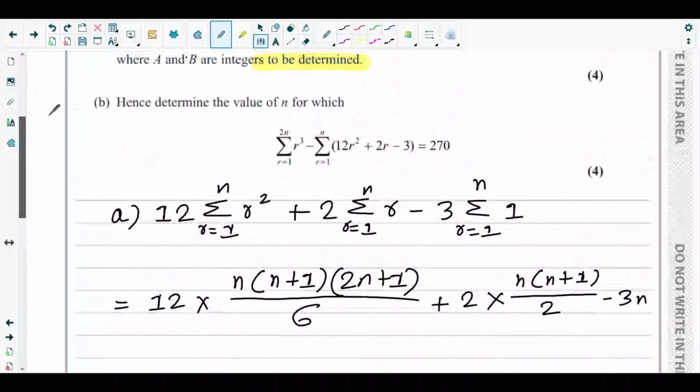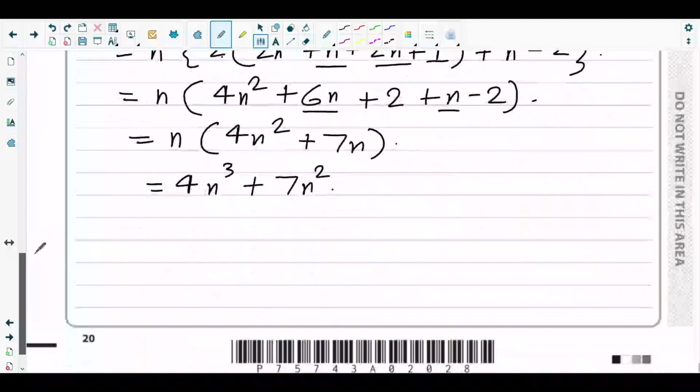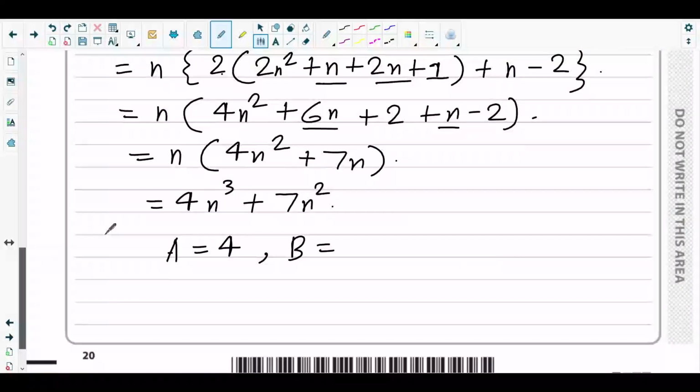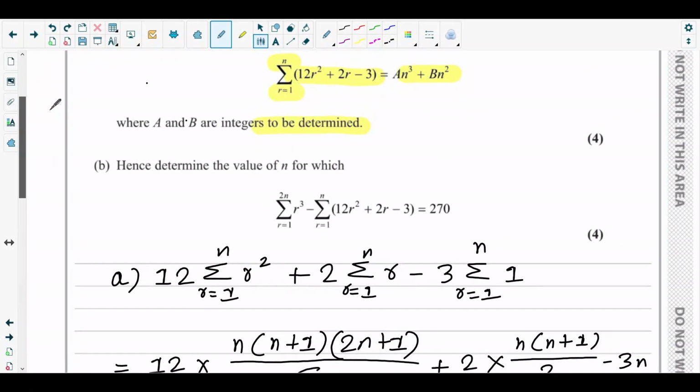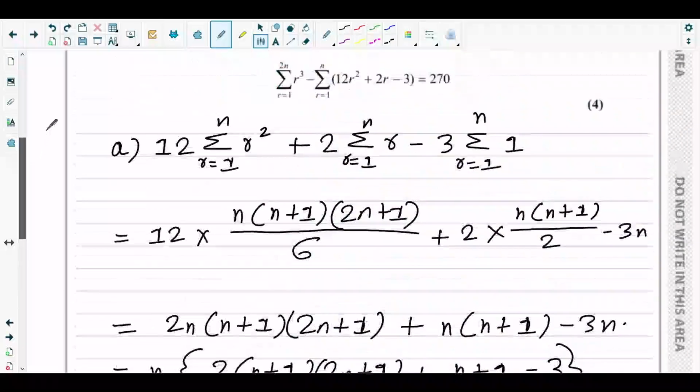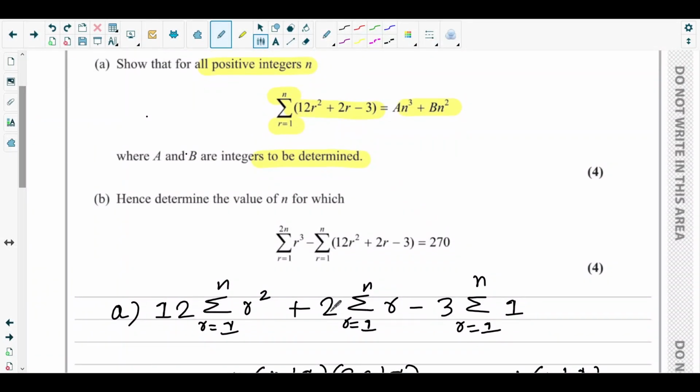So we got the value for a, it is basically 4, the coefficient of n cubed, and the value for b, that is the coefficient of n squared, it is basically 7. And that's what part A of question number 7 has asked to determine.